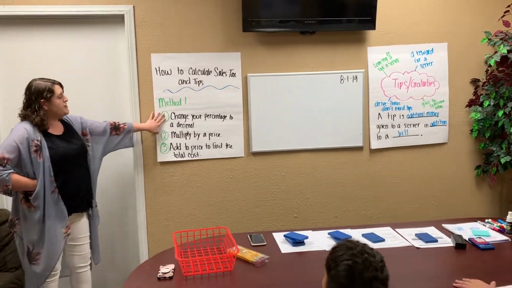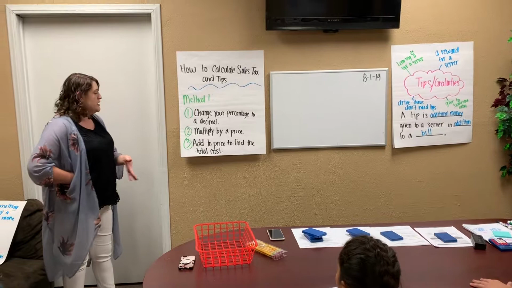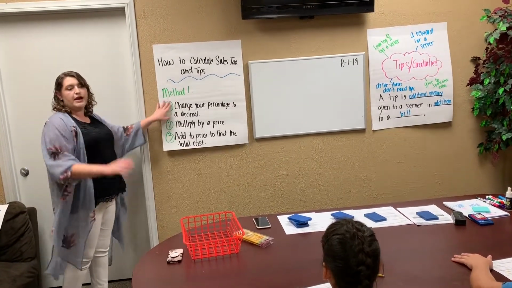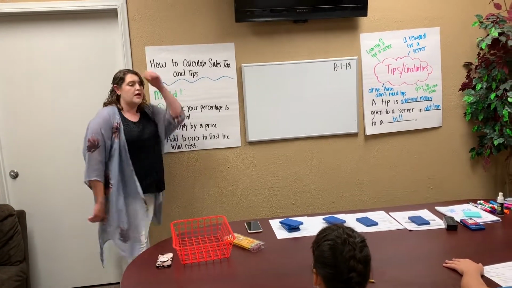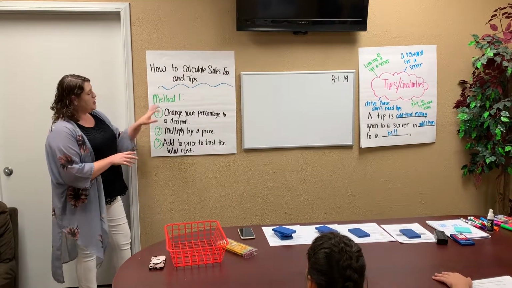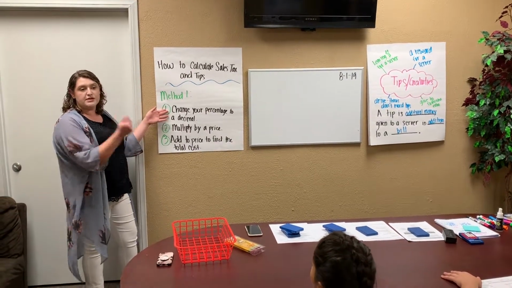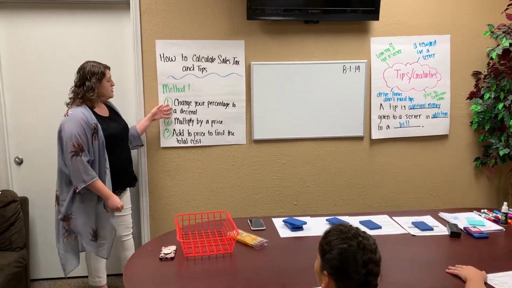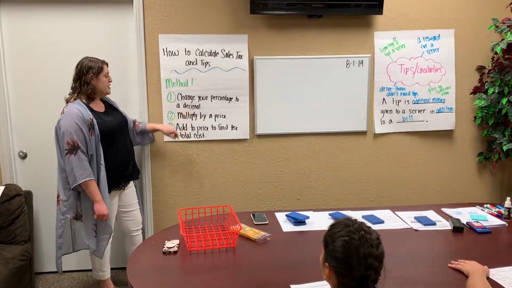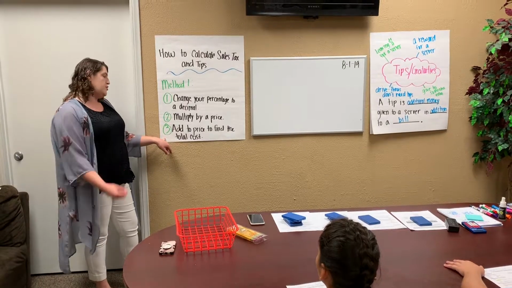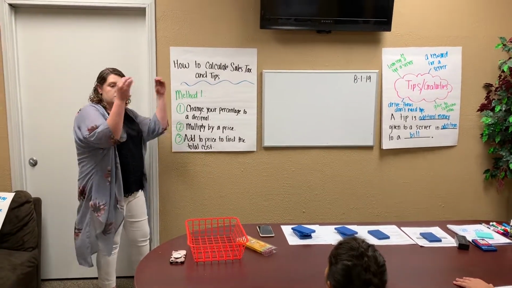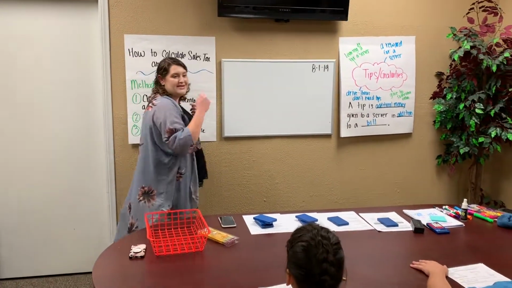You're going to change your percentage to a decimal. Then you're going to multiply by a price. So say you're buying, let's say, a doll. Maybe your doll is $10. You're going to take a percentage from your sales tax. So maybe it's 8%. You're going to change that 8% to a decimal. You're going to multiply that by your price. And your last step is you're going to add your price to find the total cost. Now we're going to do 2 problems like this using method 1 together.